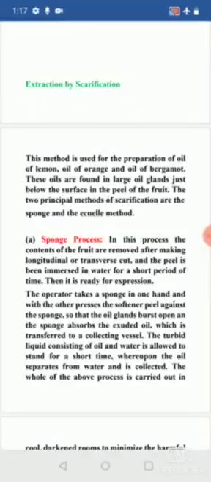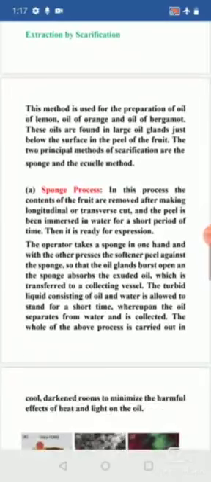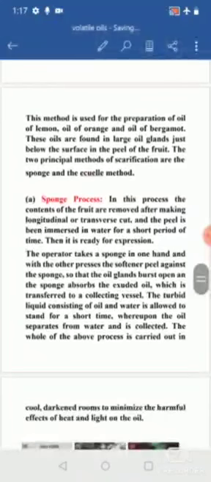Again you are going to follow two methods: one is the sponge method and one is the ecuelle method. Coming to the sponge process, first you take any of the fruit, for example lemon or orange, and cut it into half. You remove its pulp region, or inner fruit region. Then you just take out the peel portion.